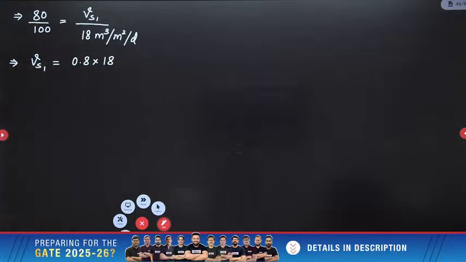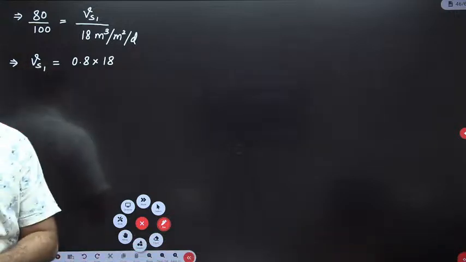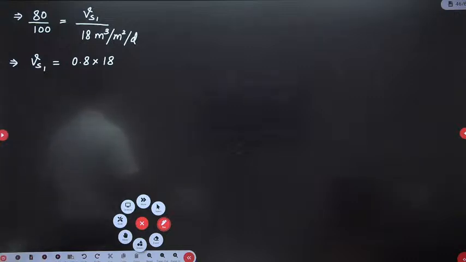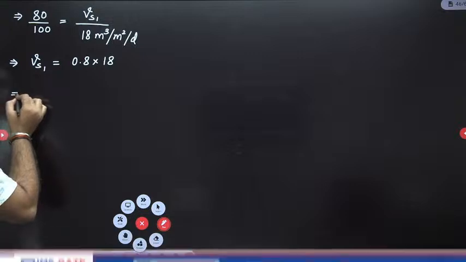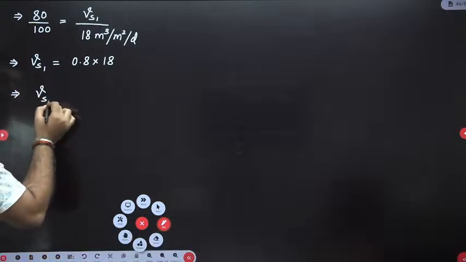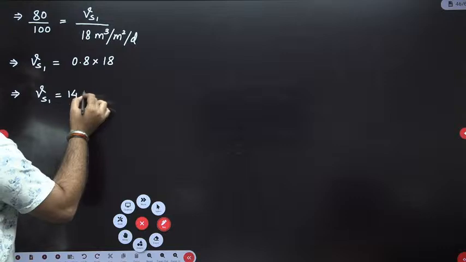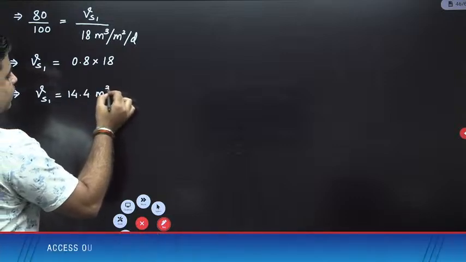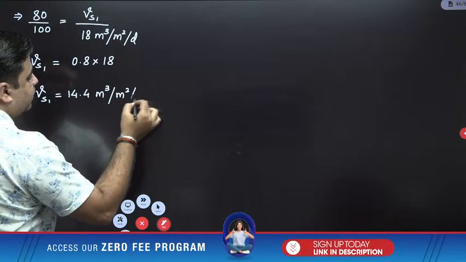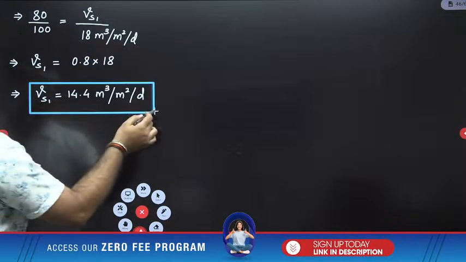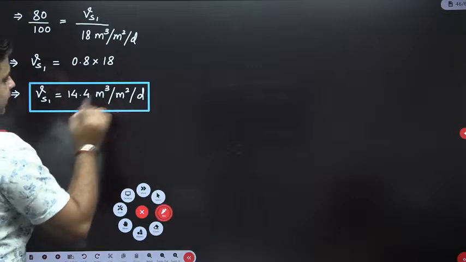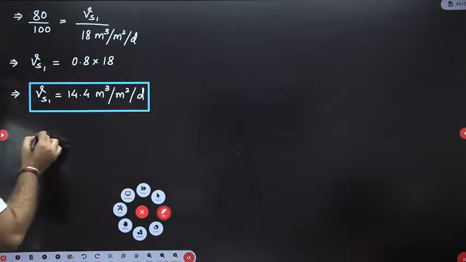Please tell me the answer for this. 0.8 into 18. So this will be 14.4 meter cube per meter square per day. Right. In fact, you are getting a settling velocity which is meter per day. Okay. Convert this into meter per second.